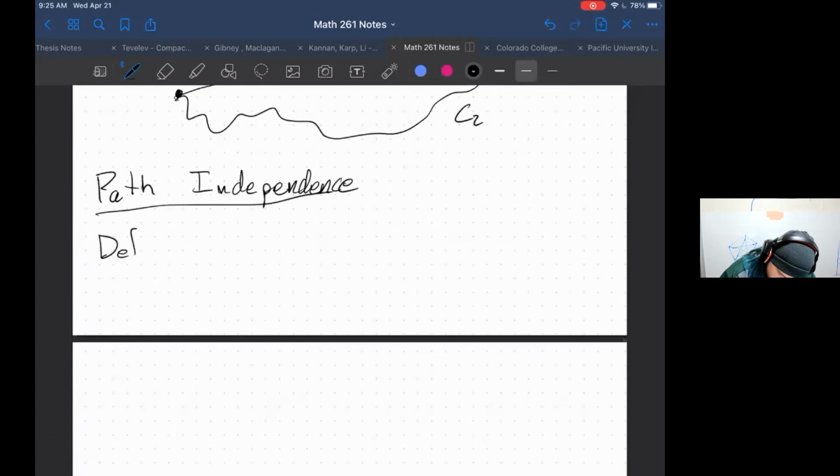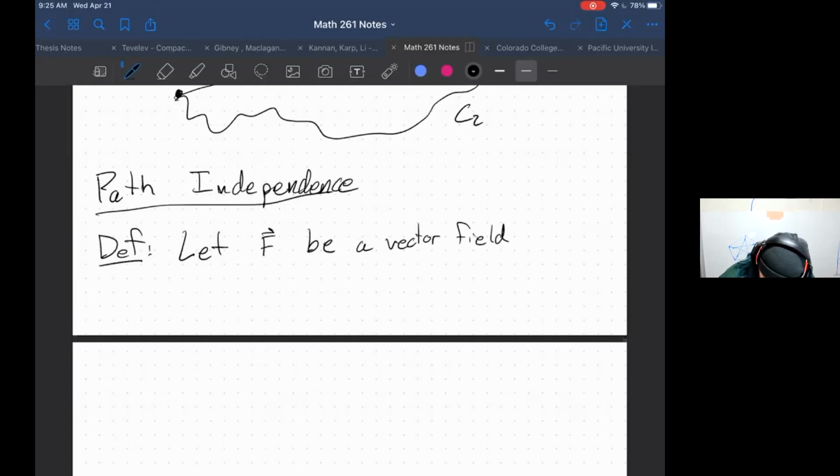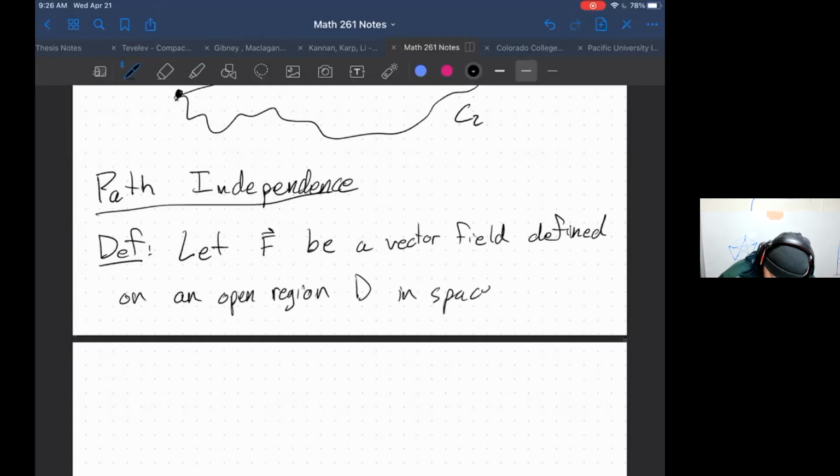This has been an inquisitive class that has cared about all the details. So let's definitely go through this. It's going to be a bit of writing, unfortunately. So we're going to let F be a vector field defined on an open region. We'll call that open region D in space. So this could be R2, R3. Again, we're kind of assuming it's in R2, but it doesn't have to be.